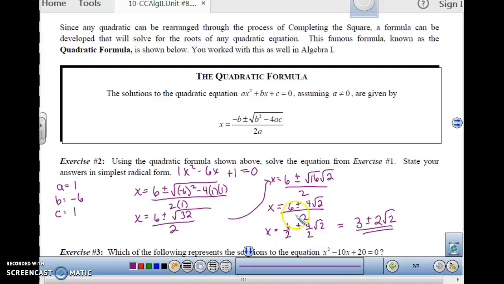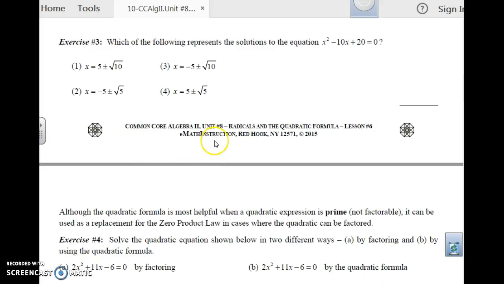Look at that. So the quadratic formula can be used on any quadratic equation. You just have to rearrange it so it's equal to 0, and then you can plug in your a, b, and c value. All right, so let's use the quadratic equation.